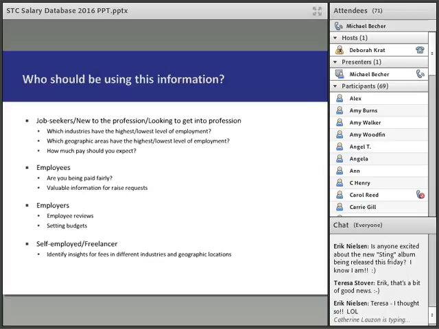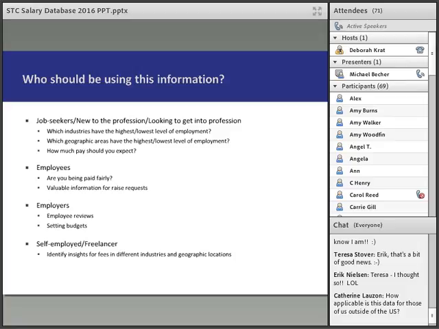So who should be using this information? Well, the first people would be anybody who's a job seeker, somebody who's new to the profession, who just graduated, or maybe looking to transition into the profession. What this data allows you to do is identify which industries have the highest and lowest levels of employment. And that could be a good gauge of, if you are trying to jump in and you look to see that there's a specific industry that you want to get into, but you're seeing that there is a lot of decrease in employment, well, maybe that gives you some insights that maybe there is another industry that might suit you as well that could be a little bit more thriving.